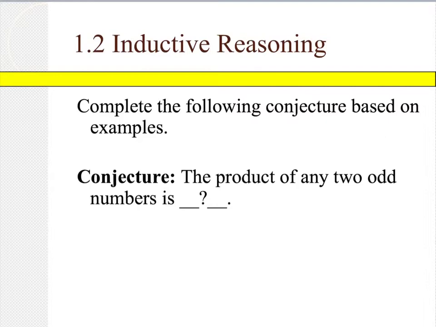Alright, so the conjecture on this one says the product of any 2 odd numbers is... and again, you're going to be looking at that word. What does the word product mean? It's talking about the operation of multiplication. So I'm going to be multiplying 2 odd numbers.